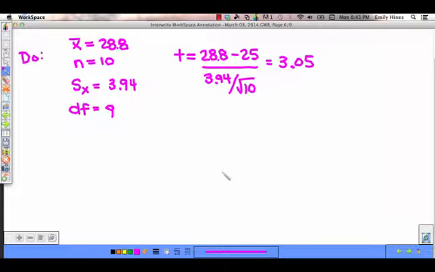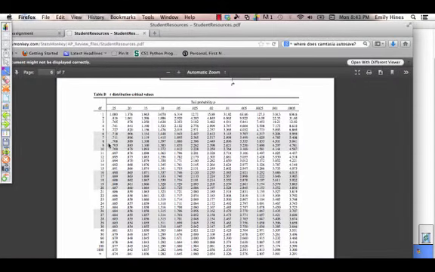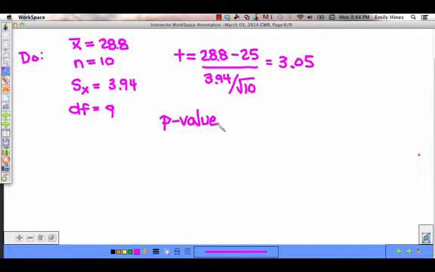Okay, so then I can go to table B, or I can go to my calculator like we talked about earlier. But with a degrees of freedom of 9, 3.05 is going to be somewhere between 0.01 and 0.005. So I know that my p-value is going to be greater than 0.005, and it's going to be less than 0.01. Okay, so then conclude.